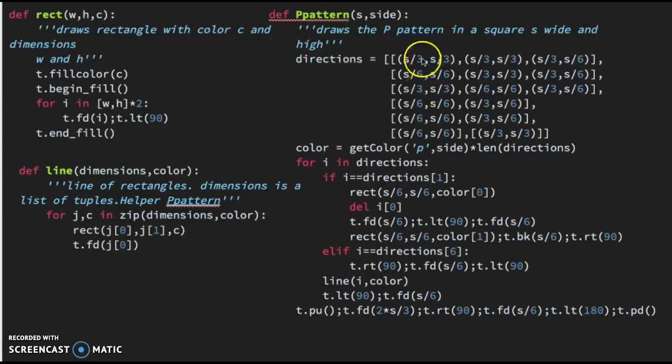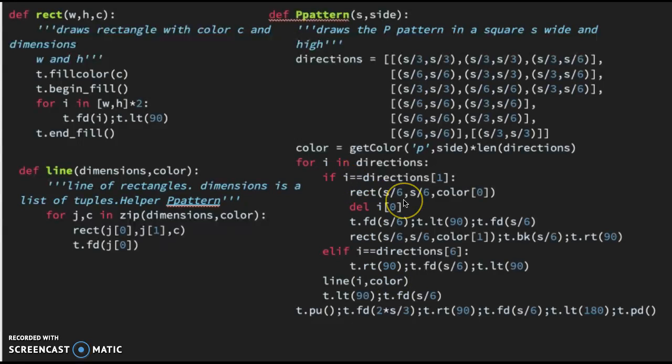The for loop goes through this, and this is a list of tuples. So it goes through and grabs each list and puts it into a line right over here, which gives it a list of tuples, where I and J go through those tuples and give a rectangle right here, the first dimension and the second dimension, and the color, which is also iterated through.